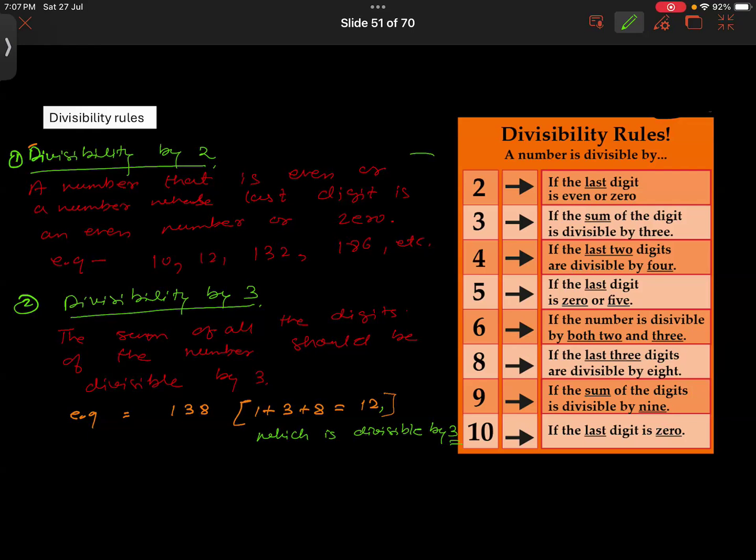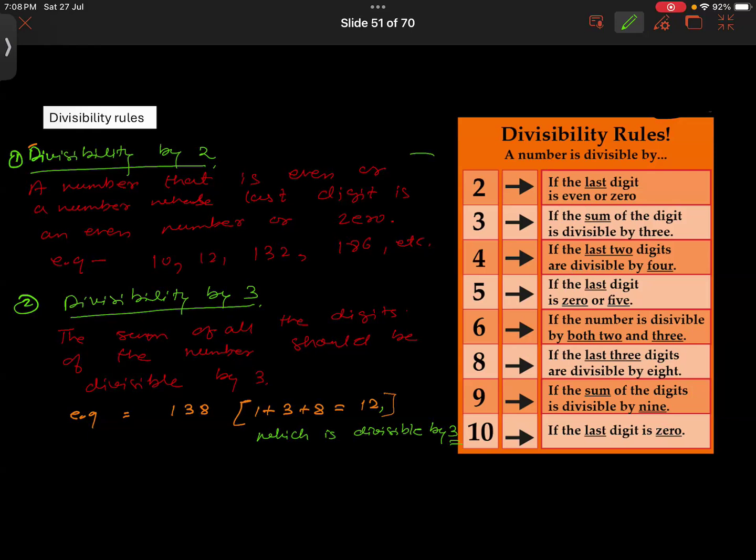Yes, both of you done writing the definition? Write it quickly. See, I'm reading this again. The sum of all the digits of the number should be divisible by 3. For example, we have 138, 1 plus 3 plus 8 equals 12, which is divisible by 3. Yes, Sumaya, write it quickly.